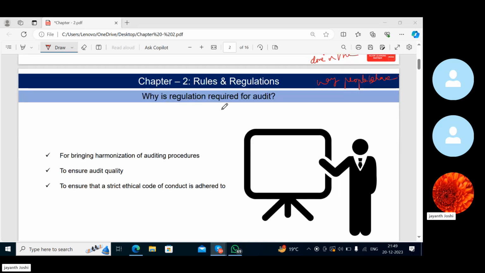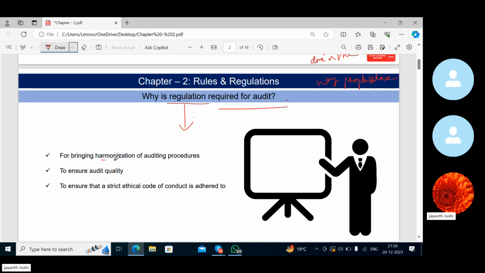Rules and regulations. Why is regulation required for audit? Of course, if the government makes certain strong rules, then there is every possibility that all the companies would follow. If you make rules, people can take it for granted, but regulation, the government making this strong set of rules, is because they want harmonization or certain standards to be followed. They want everyone to follow certain standards so that there shouldn't be any chaos, and there is rigorous follow-up of all the standards or procedures.